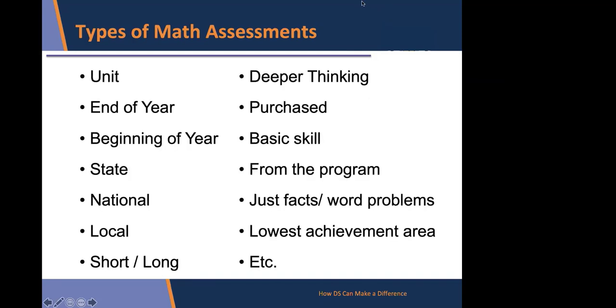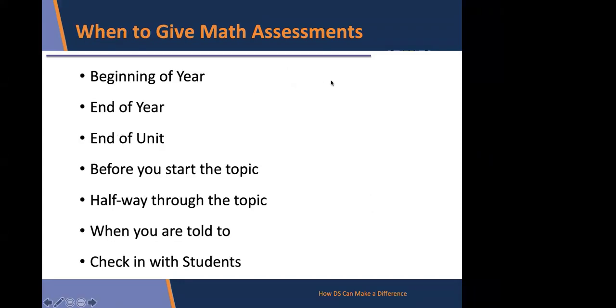Otherwise, the different kinds of assessments are units and end of years, which you can buy. They get basic skills, deeper thinking. There are state assessments, like the SAS right now. National, like NWEA, and I guess the SAT is kind of a national assessment. STAR, anything that's nationally normed is a national assessment. Local assessments are the ones you make. Assessments can be short or long. Just the facts, or just word problems. I mean, they're all different types of math assessments.